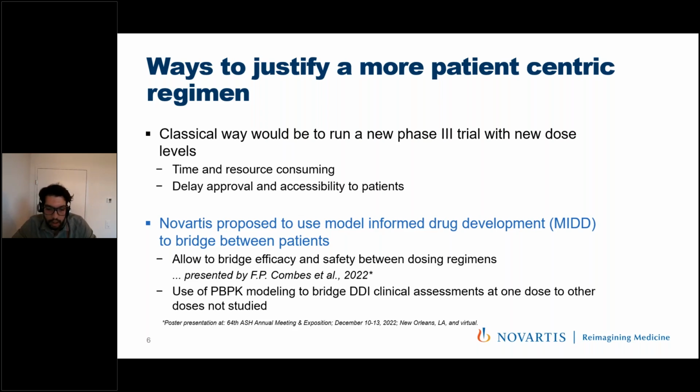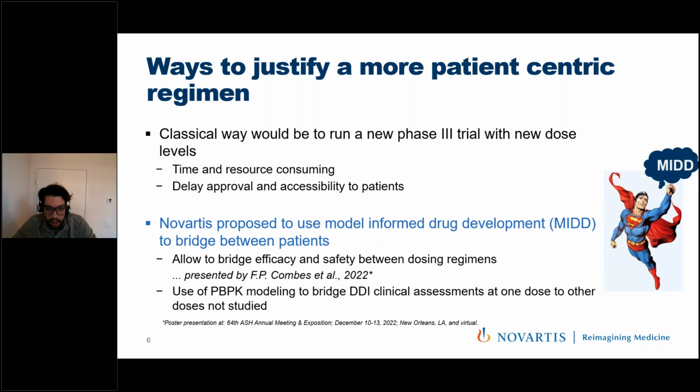And for that, we had mainly to address two main points. One was to bridge the efficacy and the safety between the two dosing regimens, and there is an interesting poster presentation by our pharmacometric colleagues on this topic. And the second was to use PBPK modeling to bridge all the DDI clinical assessment as well as the organ impairment assessment at other dose levels that the studies haven't been performed before. And this is what we did actually. If we move to the next slide.